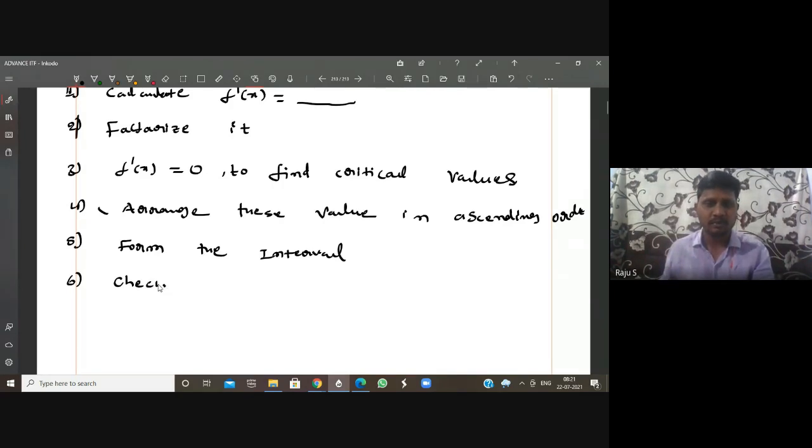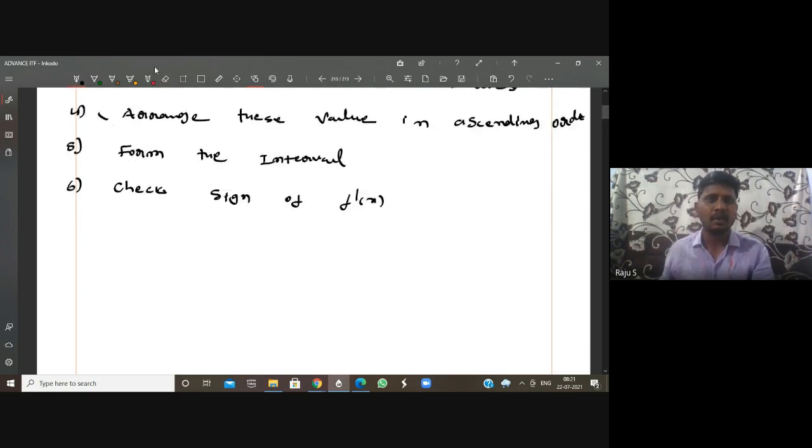Check the sign of f dash of x. What shall we do here? We have to take 3 points. The first is the interval. The next point is the sign of f dash of x in that interval.